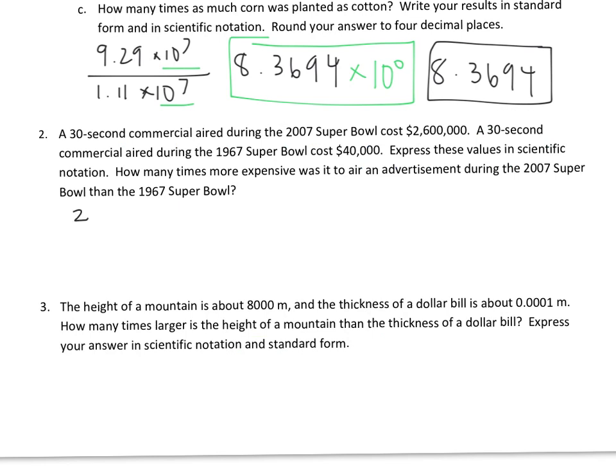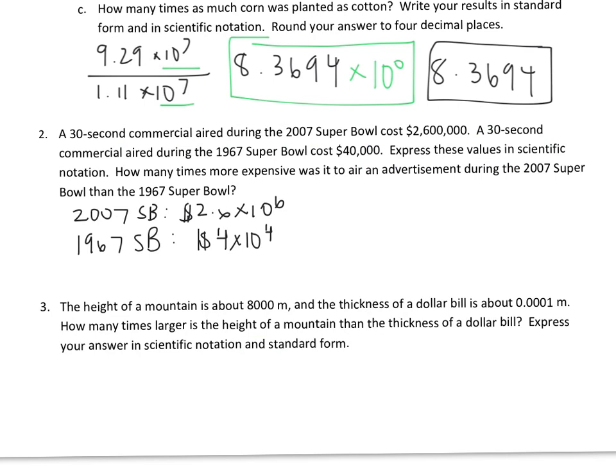So 2007 Super Bowl would be $2.6 times 10 to the 6th power. Again, that has 6 zeros, and I put a dollar sign there to represent money. And then 1967 Super Bowl would be $4 times 10 to the 4th. Again, that's because it has 4 zeros after the 4 in 40,000.